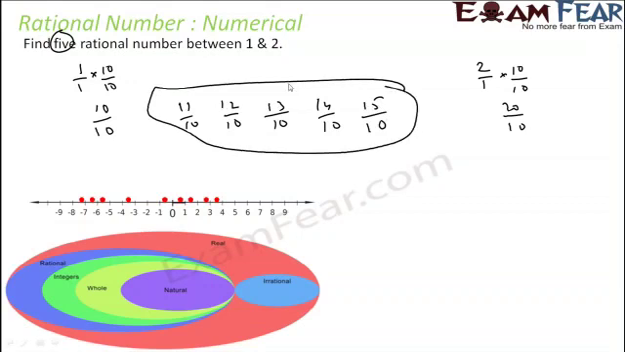In fact, you can take any of these rational numbers, right? So this is not the only answer. There can be so many answers for this question because there are unlimited or infinite rational numbers between two rational numbers. Okay.